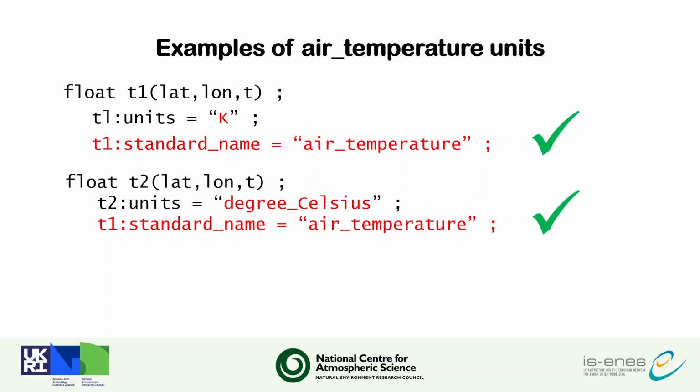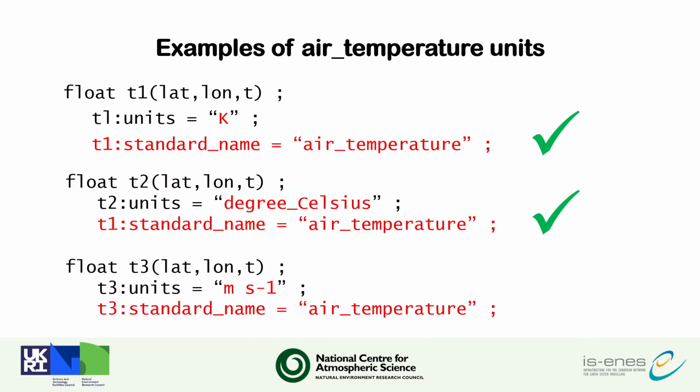But now, suppose in our file we chose the standard name of air temperature and then specified the units as meters per second. Well, UDUnits doesn't know how to convert from meters per second back to the canonical unit of Kelvin. It's not physically consistent. So this is an error.